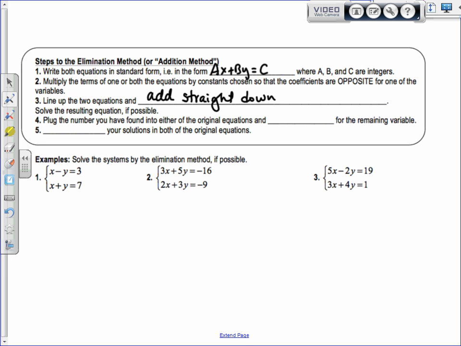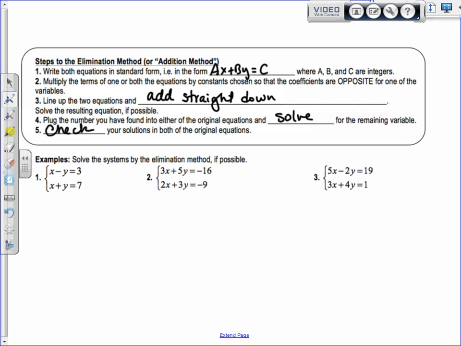Solve the resulting equation if possible. So you're going to add, and that's going to eliminate a variable. Then plug the number you found into either of the original equations and solve for the remaining variable. And then, like before, we check.